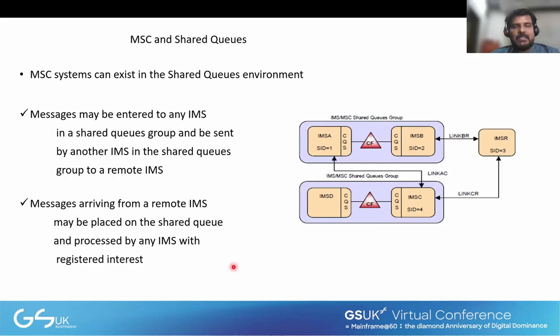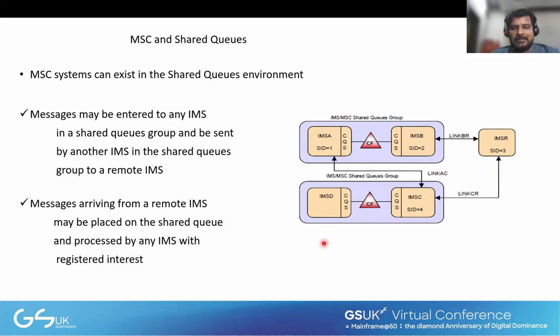Also, one big difference in shared queues is that the concept of local system ID changes. Normally, in a traditional MSC setup, every IMS needs a unique system ID. But in a shared queue group, the local sys is shared among all the IMS systems in that group.